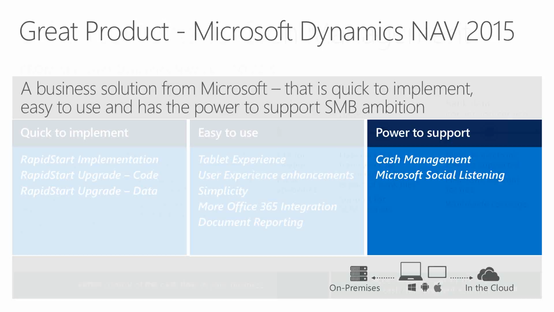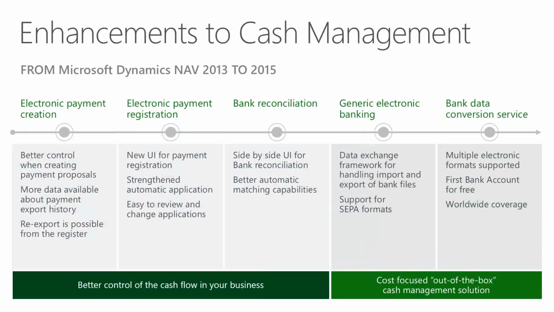Now, cache management. As many of you know, in NAV 2013 R2, there was substantial work done around cache management. And a lot of it was around SEPA, Single Euro Payments Area, that was implemented in Europe. And a lot of the enhancements that were made in 2013 R2 were made for other localizations and not North America. Now, in NAV 2015, there have been additional enhancements around electronic payment creation, and then electronic payment registration and bank reconciliation, that's now available for North America, which wasn't in 2013 R2.